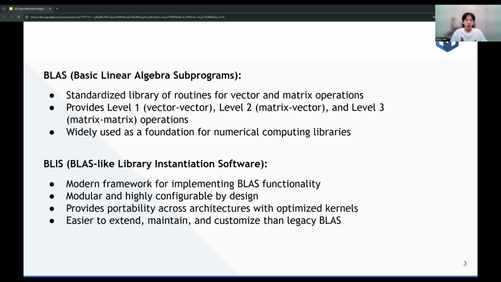On the other hand, BLIS, short for BLAS-like Library Instantiation Software, is a modern framework developed to implement the functionality of BLAS, but with more flexibility and modularity. BLIS is designed so that developers can easily adapt to a new architecture by plugging in optimized kernels. It simplifies extending and maintaining the library while still delivering performance comparable to or even better than legacy BLAS implementations. So the key difference is that BLAS defines the specification and a fixed interface, while BLIS provides a framework that makes it easier to tune, extend, and port linear algebra routines across platforms.